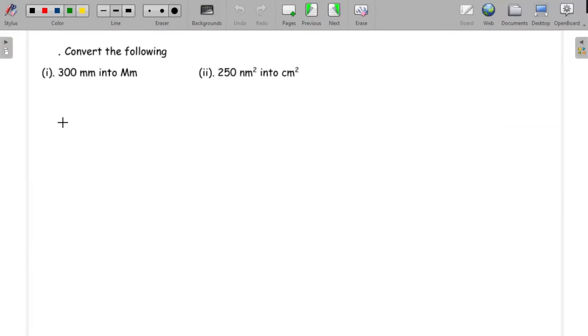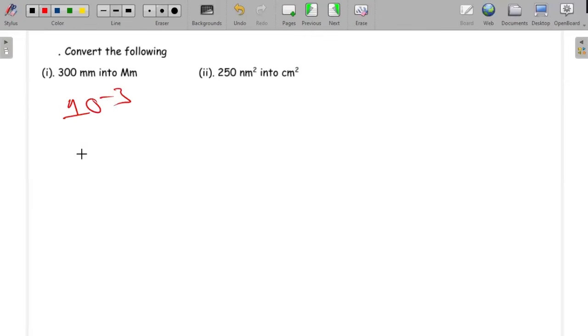Converting. Make a conversion factor. Okay, so we have to come up with a conversion factor. What is the conversion factor of millimeter to megameter? Of course, if you use the meter as a reference, you're going to notice that a millimeter is equal to 10 to the power minus 3.